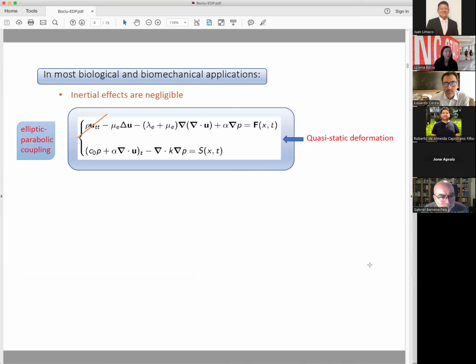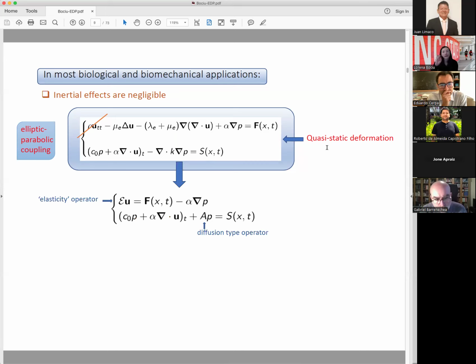So because we are focusing on these biomedical applications, there are a few things that we need to take into account in the model, right? So number one, inertial effects are negligible. So that means that the first term in the first equation disappears. There's no U_TT there, right? So mathematically, that means that if before this was a hyperbolic-parabolic coupling, now we have an elliptic-parabolic coupling. And this is what's known as a quasi-static deformation.